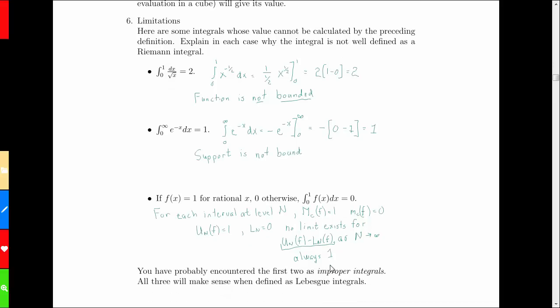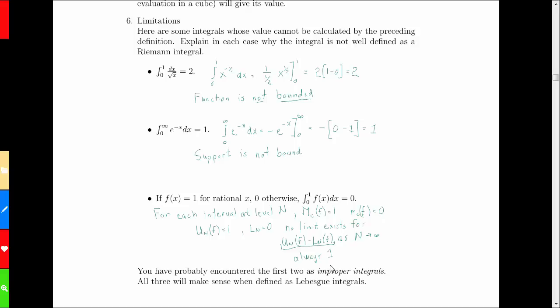The first two examples, the ones you probably met, are called improper integrals. The correct way of doing the first one is to say I can evaluate from some small number epsilon to 1 and then let epsilon approach 0. In the second case, you say I will integrate from 0 up to some very large value, little a, say, and let little a approach infinity. So, these are perfectly good improper integrals, but those improper integrals are not Riemann integrals. The third one you can't do as an improper integral.